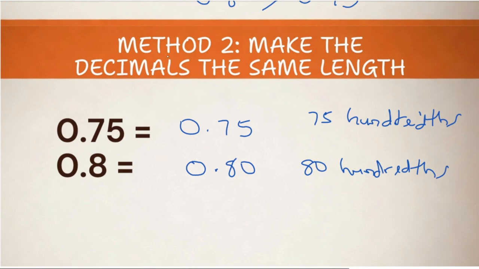So now you can tell that 80 hundredths is greater than 75 hundredths. So that means 0.80 or 0.8, that is 8 tenths. 80 hundredths is the same thing as 8 tenths. This means that 8 tenths is greater than 75 hundredths. This is the second method.